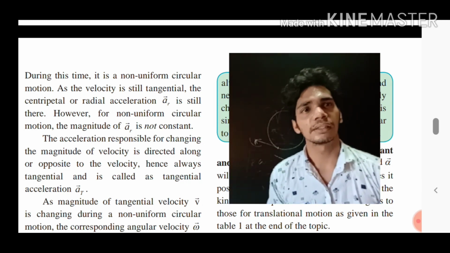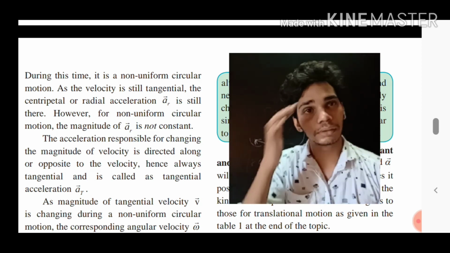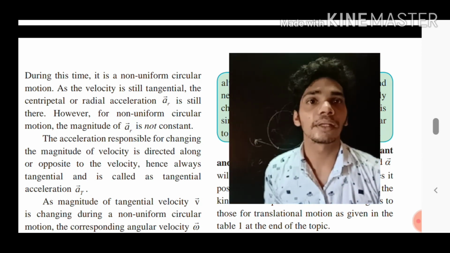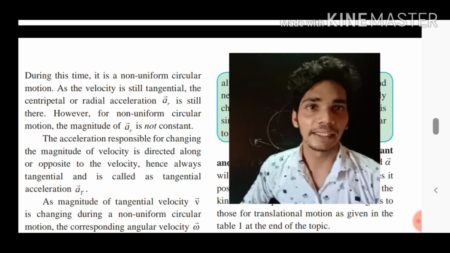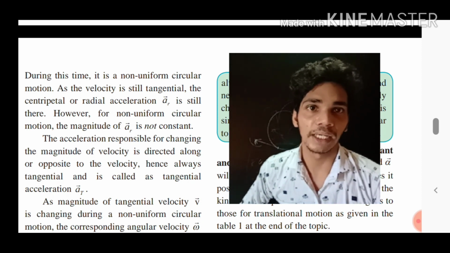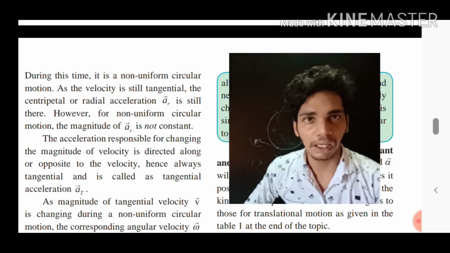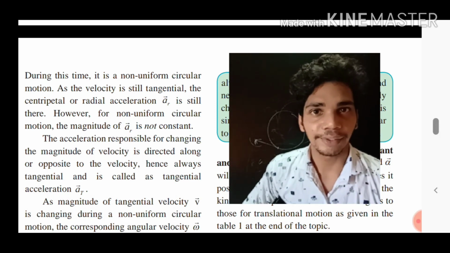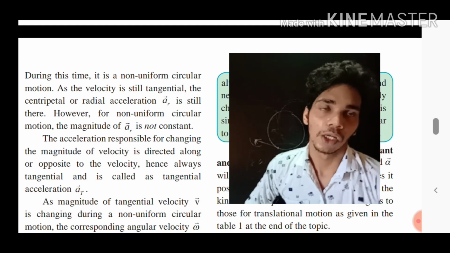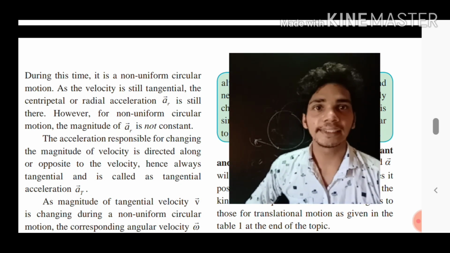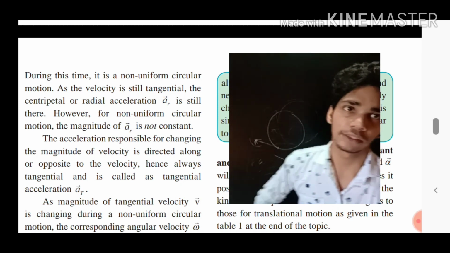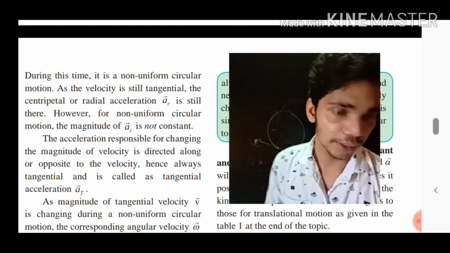So what is going to change? Direction is changing, magnitude is going to remain constant, but what is changing here? Alpha, that is what. Acceleration is not constant. The acceleration responsible for changing the magnitude of the velocity is directed along or opposite to the velocity. So the direction of the acceleration is opposite, hence always tangential, and it's called tangential acceleration.